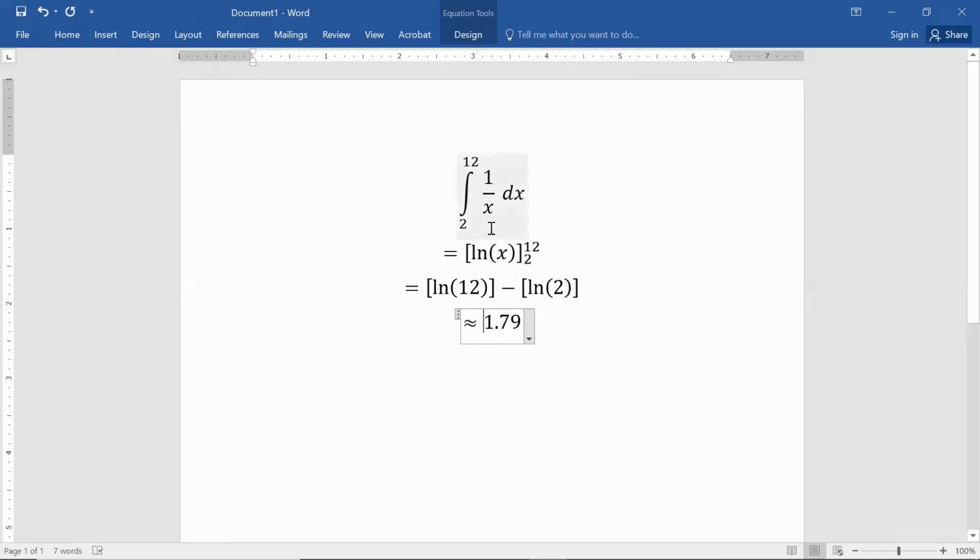Also, one of the things I didn't mention before is that we know 1 over x is not continuous on the real number line. But the only place it's not continuous is when x is equal to 0, because when x equals 0, we get an asymptote. The function is not defined. So as long as we're avoiding that asymptote, we are fine to integrate from, in this case, 2 to 12.